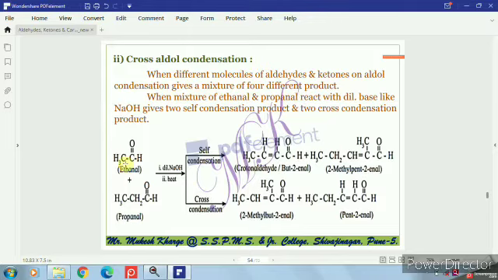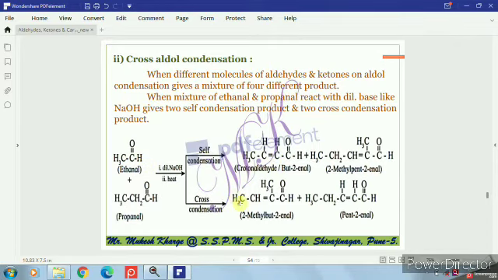If this carbon acts as a carbanion, CH2 minus, and it attacks the carbonyl carbon of propanal, then this C2H5 group remains as it is. Then C=O gets converted to C-OH having H, and it will attach with CH2 of ethanal. So CH2CHO, then we remove the water and place a double bond between these two carbons, so we get pent-2-enal. So this is a cross aldol condensation product if ethanal acts as a carbanion.